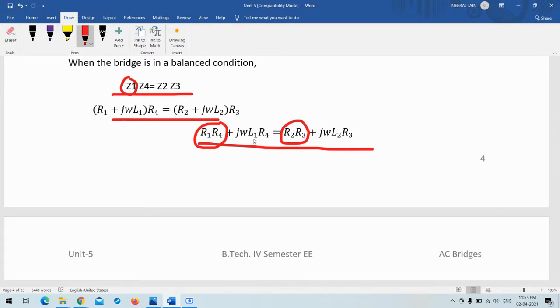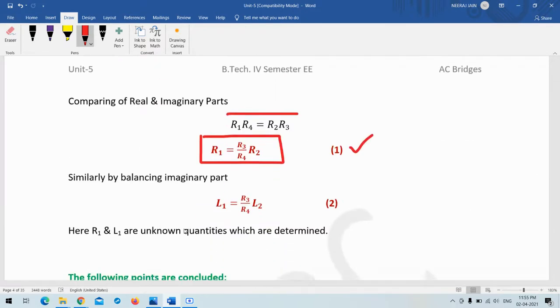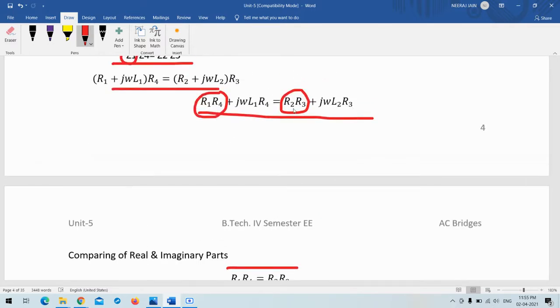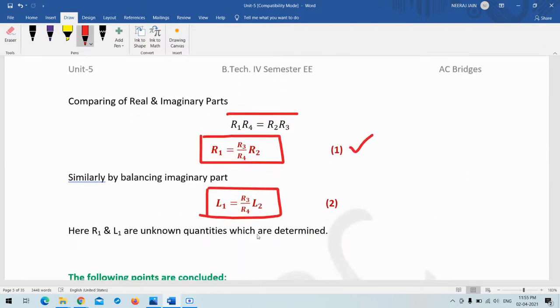Now we compare the imaginary parts: j omega L1 R4 equals j omega L2 R3. So j omega will be cancelled and we can calculate the value of L1, which will be equal to R3 upon R4 into L2, denoted by equation second. Here R1 and L1 are the unknown quantities which are determined.